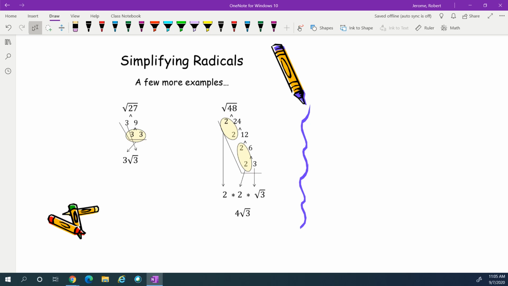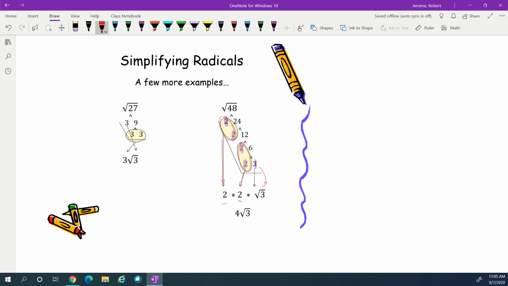I did 2 and 24. You didn't have to start there. You could have started with 4 and 12. But I did my factor tree, and I found all my factors. So my factors of 48 are 2, 2, 2, 2, and 3. And then you can see each pair goes out as one number, and the leftover stays home.